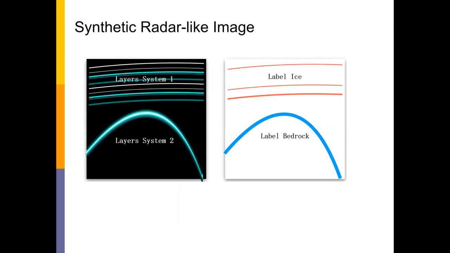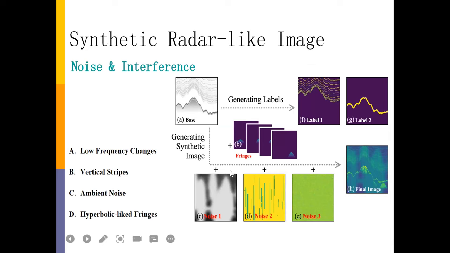To generate the synthetic images, we need to consider noise and the interface, including low frequency changes, vertical stripes, ambient noise, and hyperbolic forms. The synthetic radar-like imaging can be used to generate the training data, including the forms, noise and fringes.